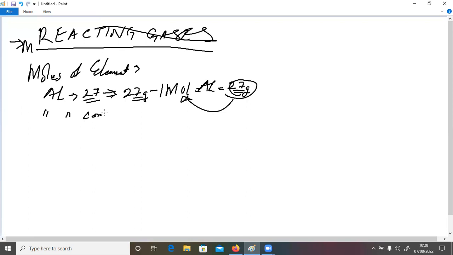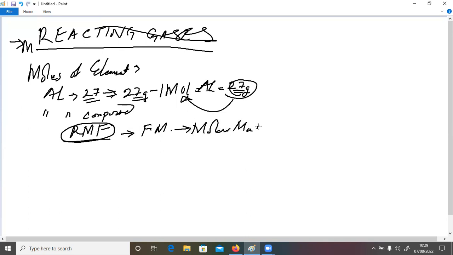Then we moved to moles of compounds, where we work out the relative molecular formula. From the relative molecular formula, we get the formula mass, and that becomes its molar mass. That's number two.